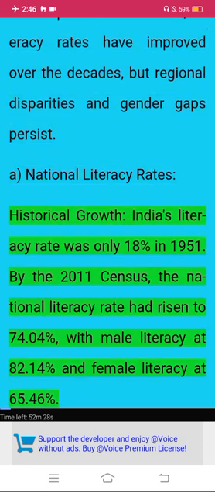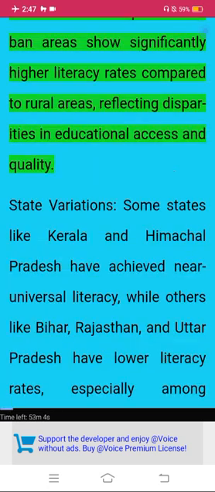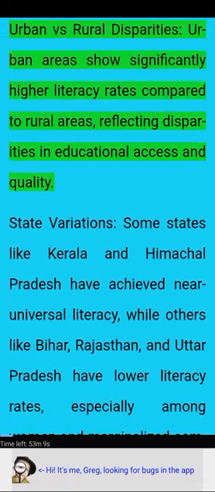National literacy rates, historical growth: India's literacy rate was only 18% in 1951. By the 2011 census, the national literacy rate had risen to 74.04%, with male literacy at 82.14% and female literacy at 65.46%. Urban versus rural disparities: urban areas show significantly higher literacy rates compared to rural areas, reflecting disparities in educational access and quality.